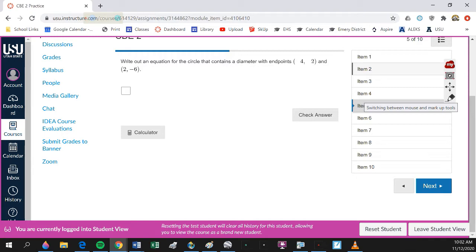So, write out an equation for a circle that contains a diameter with endpoints (-4, -2) and (2, -6). So this is a little bit harder. So let's remember those: (-4, -2) and (2, -6).